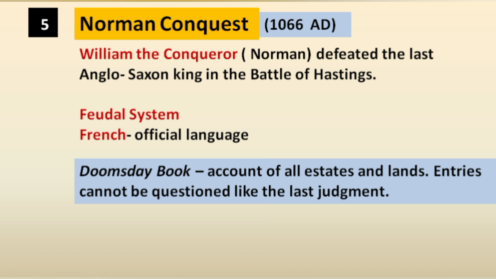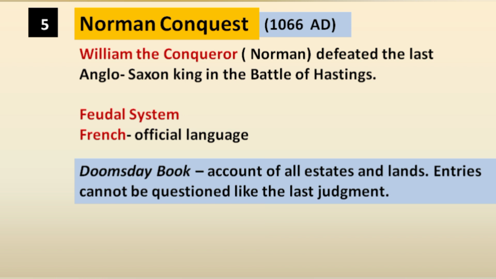And we find the feudal system, and their official language was French. Later, when the Romans came, we talked about how Latin was their official language and how many words were taken from Latin into Old English. Along with that, in Middle English, we find French coming in and many words from French being taken into Middle English. The Doomsday Book is an account of all the estates and the land.